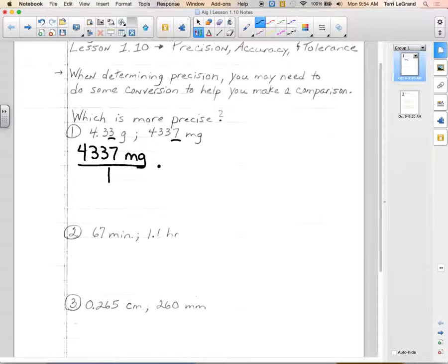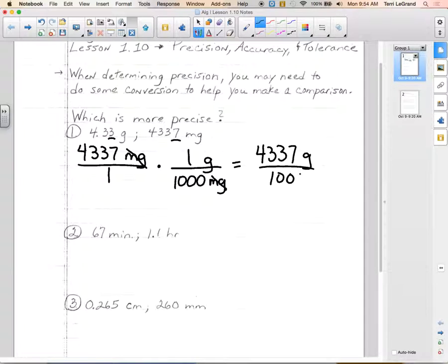So where do we need those milligrams? Up or down? Down. So we're going to put the 1,000 milligrams down so that they'll cancel out. The milligrams will. And we'll put the 1 gram up. So let's see, we're using our conversion factors. And now we say we have grams, that's what we want, right? That's what we want to change it to. So we could go right to multiplying and dividing. So we have 4,337 grams over 1,000.